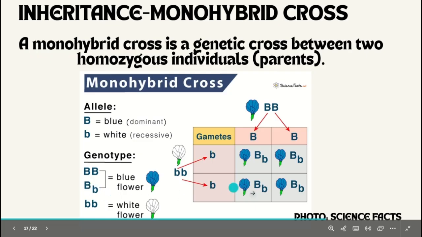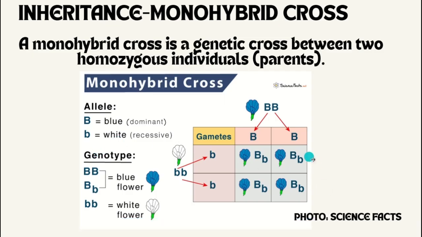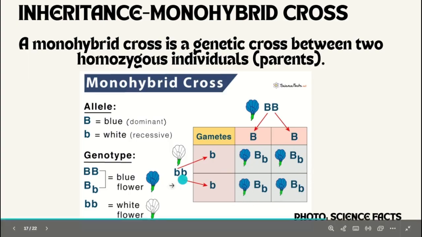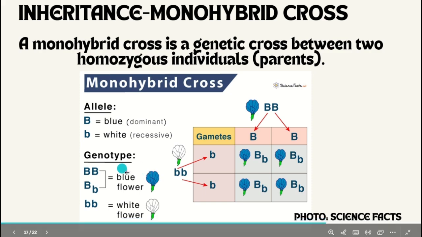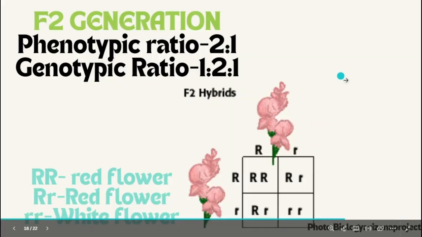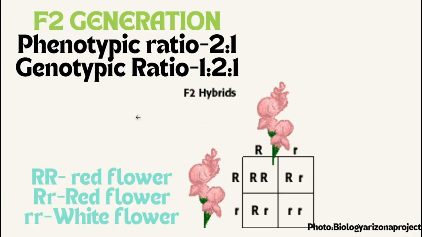As you can see, this is the genotype. All of these flowers have the trait for white flowers, but it's not expressed because the dominant one overpowers it. So I get 100% blue flowers, and for the genotype, I get 100% big B, little b, and for the phenotype, 100% blue flowers. Where things get more differentiated with monohybrid crosses is when we go down to the F2 generation, which is the second generation.